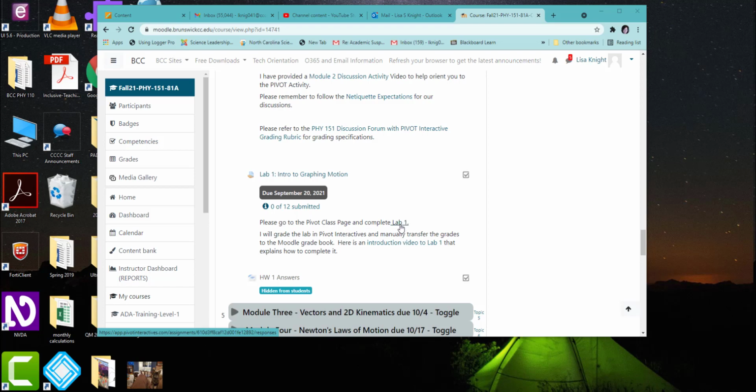I will grade that lab in Pivot and leave detailed comments in the Pivot lab, where you can access those comments at the end of this module. Then I will manually transfer the grade of the lab into the gradebook in Moodle.